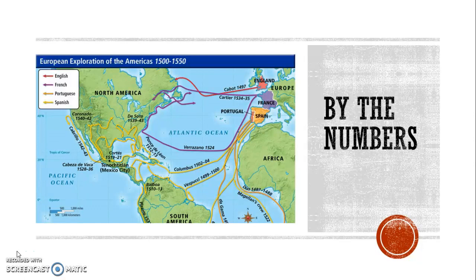By 1700, there are only 250,000 Europeans in North America. By 1750, there are only 250,000 Native Americans in North America. So within 250 years, we've gone from 2 million to 255,000 natives. 1700 for Europeans, 250,000. 50 years later, by 1750, there are 1.25 million Europeans and Africans living in North America.